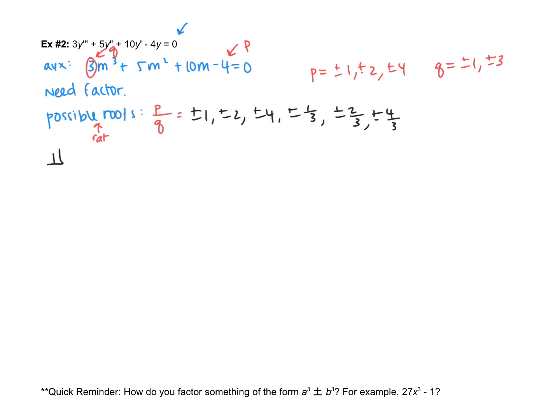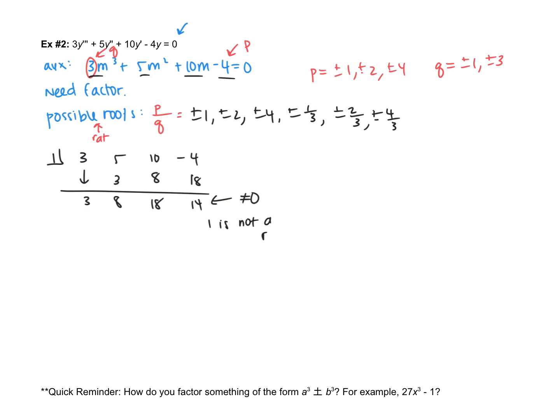I always start with 1 or -1. So I'm going to start with 1. I'm going to use my coefficients, so I have 3, 5, 10, and -4. If you remember, the first number comes down. We then multiply and add down. Because we did not get a 0 there, that tells us that 1 is not a root. And you would keep going.